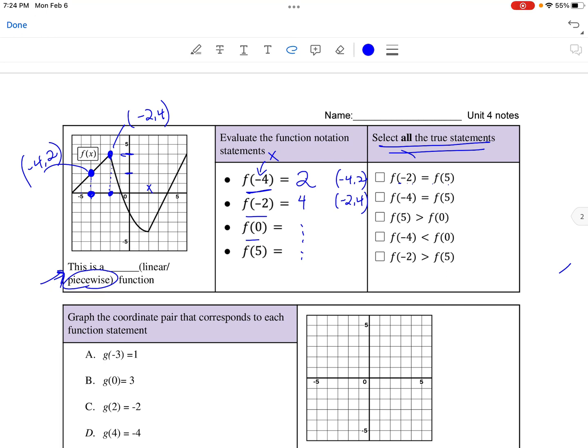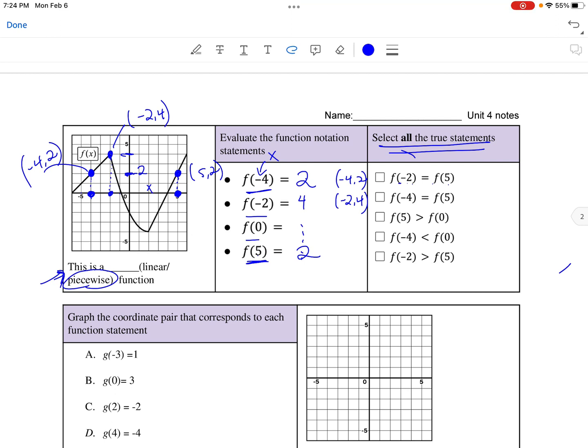So let's maybe do one more. Let's do f of 5. So when the input is 5, when x is 5, go up to the function. And it looks like the output is 2. So the coordinates of that point would be 5, 2. So when the input is 5, the output is 2.